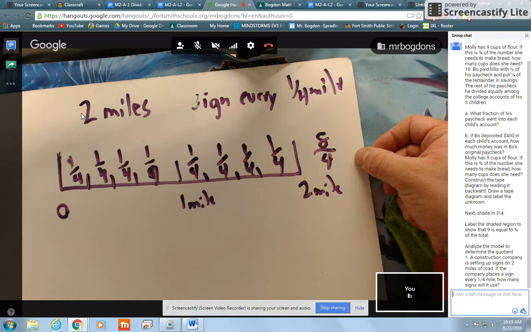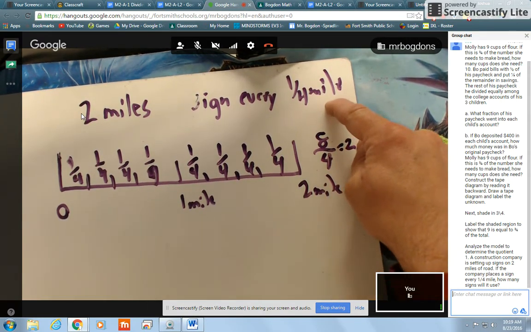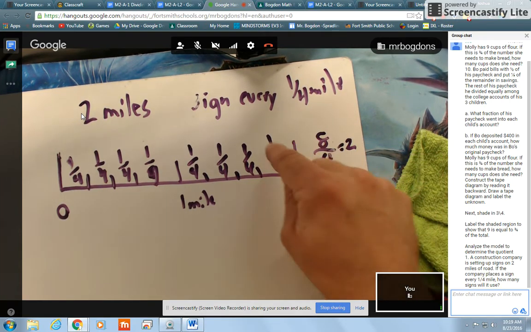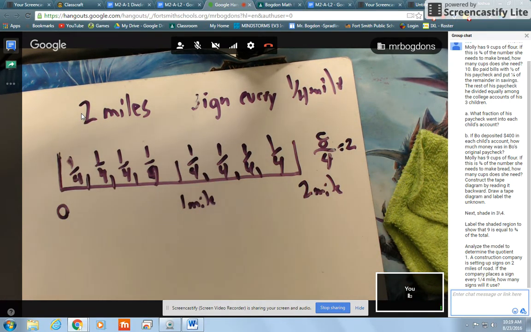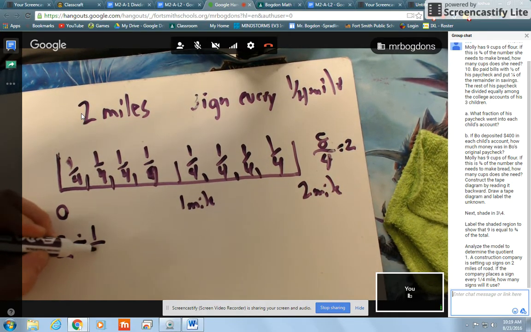And I know if I wanted to simplify 8 fourths, what does this simplify to? 4, 2. All right. But the question was, how many signs do I need? So I need 1 sign per fourth. So that's going to be 1, 2, 3, 4, 5, 6, 7, 8 signs. What's a division sentence I could write to show this expression? 2 is being divided into 1/4 size groups.